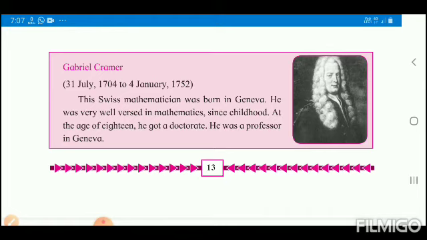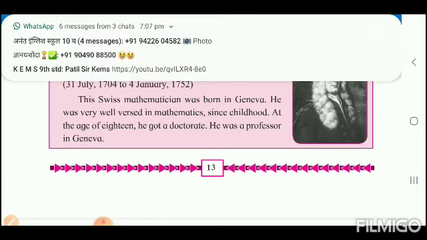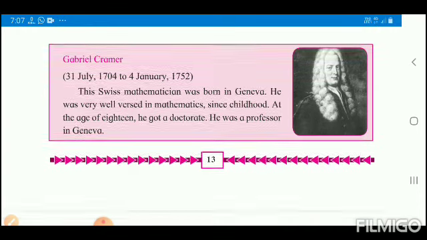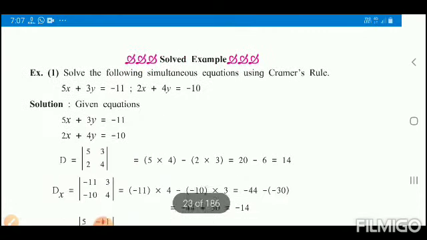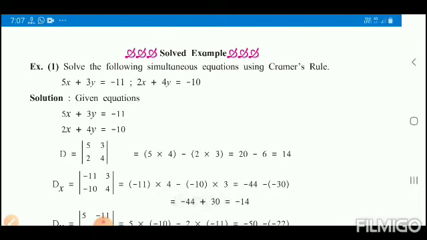Now I will read the information about Gabriel Cramer. 31st of July 1704 to 4th January 1752. This Swiss mathematician was born in Geneva. He was very well versed in mathematics since childhood. At the age of 18, he got a doctorate. He was a professor in Geneva. Okay. Now we will see some examples.